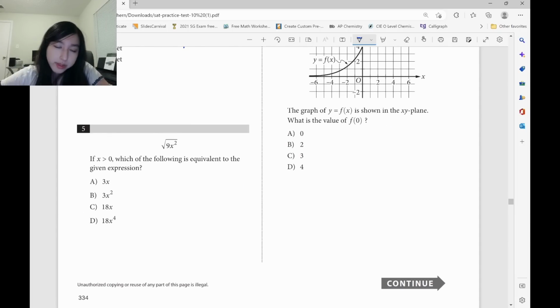We have to square root this expression here. So we just square root everything individually. Let's look at 9 first. Square root of 9 is 3, because 3 times 3 is 9. Now we do x squared. We just get x, because a square root and a square cancel each other out.